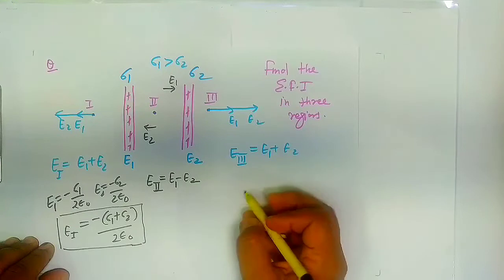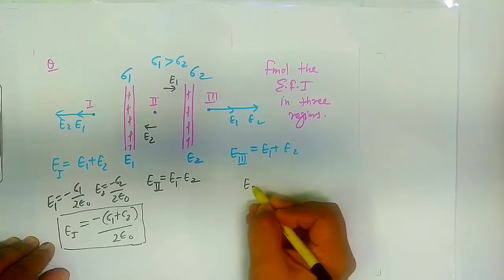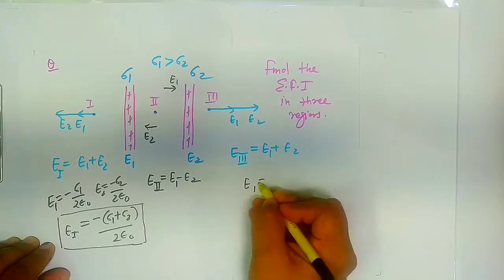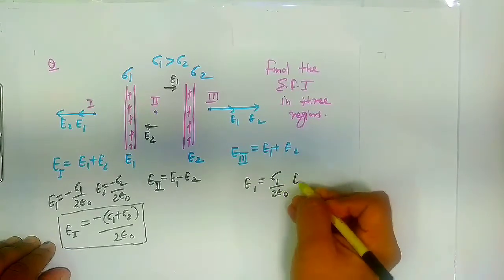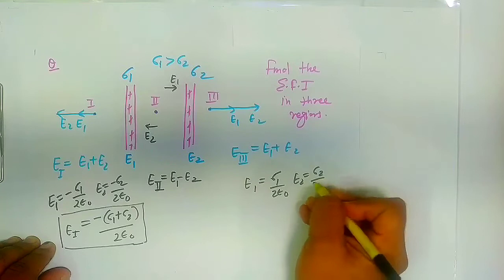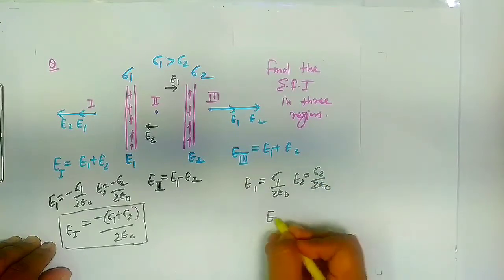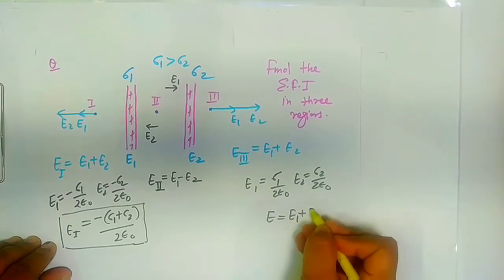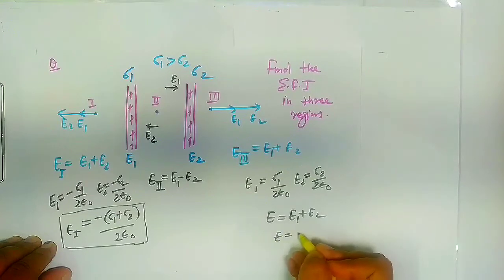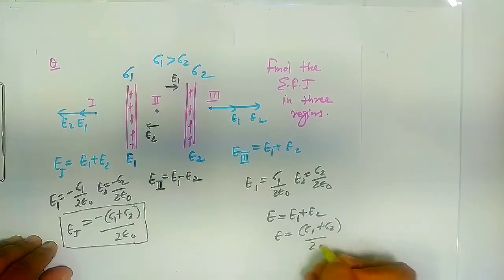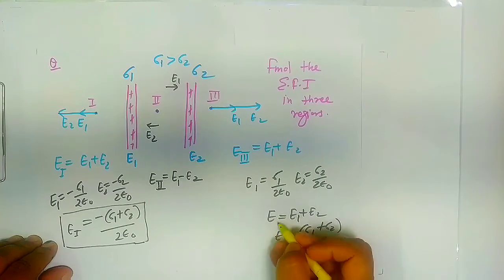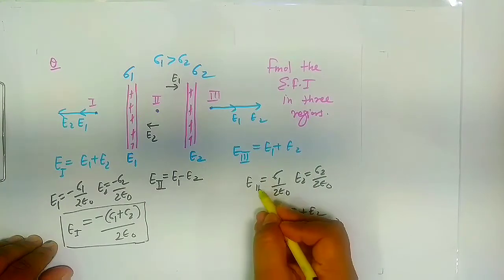If you come to this side, what will be E1 and E2 here? They will be positive, so this can be written as sigma 2 by 2 epsilon naught. Simply you add them, so E1 plus E2 becomes sigma 1 plus sigma 2 by 2 epsilon naught. So this is E third.